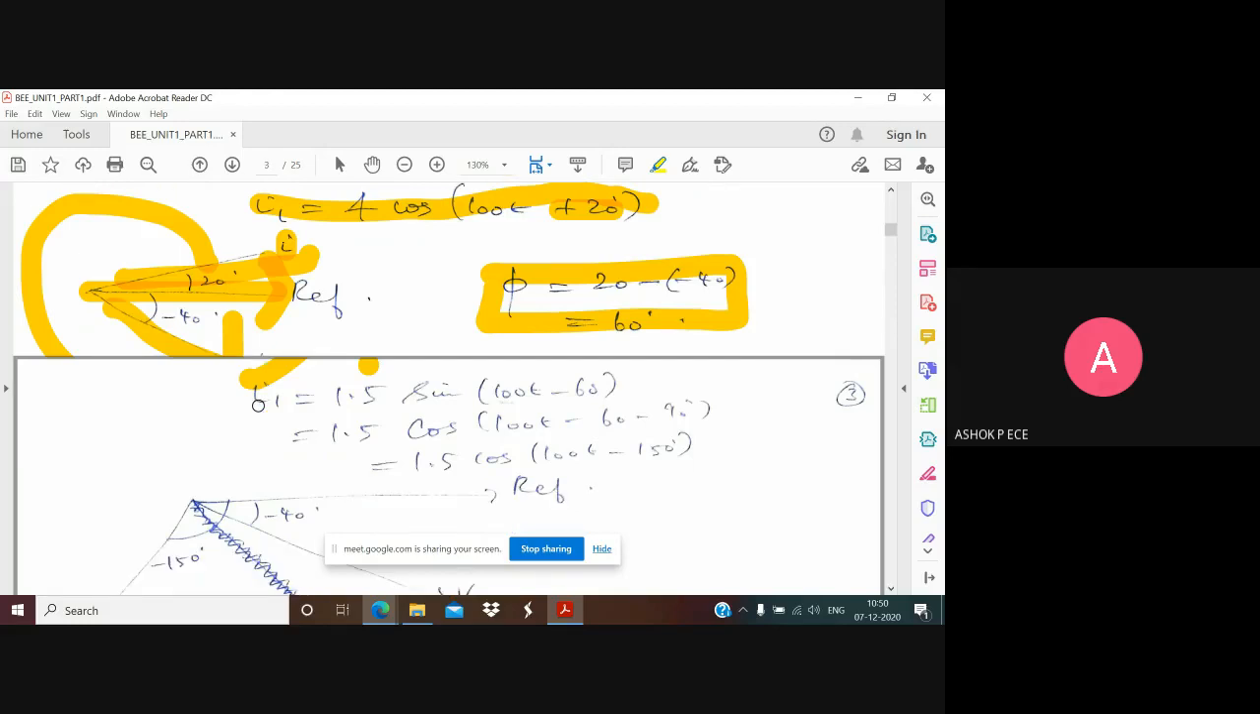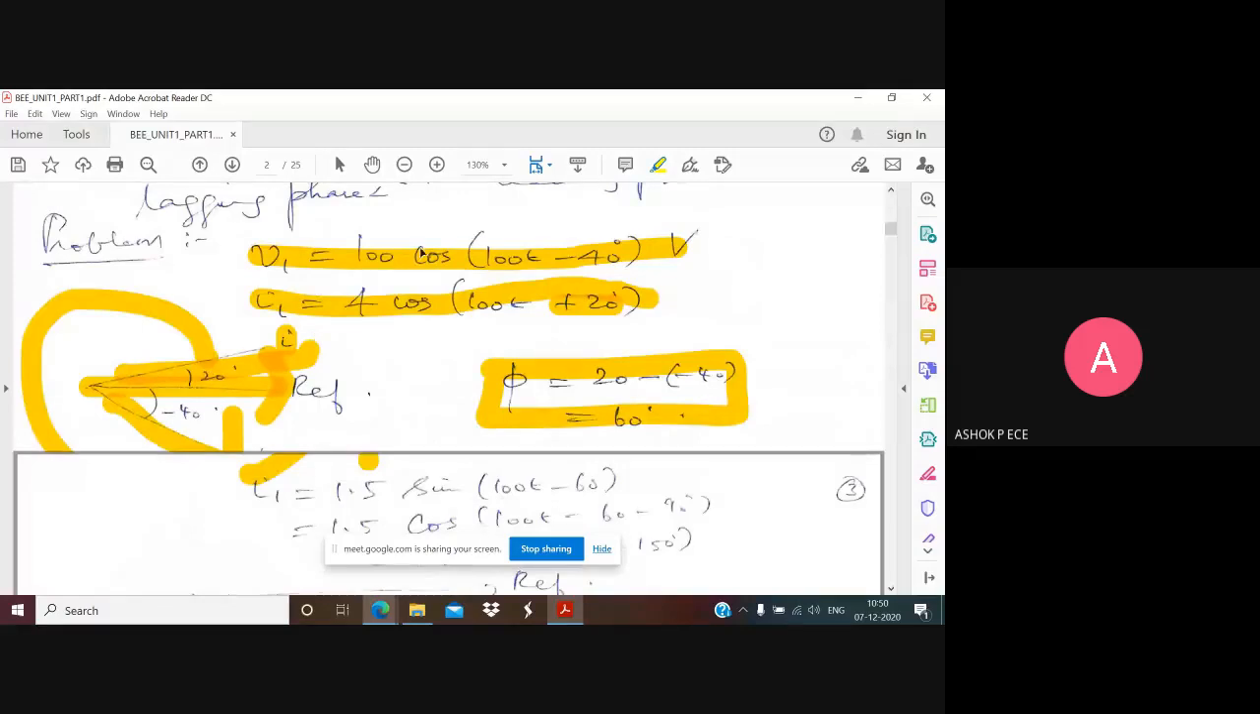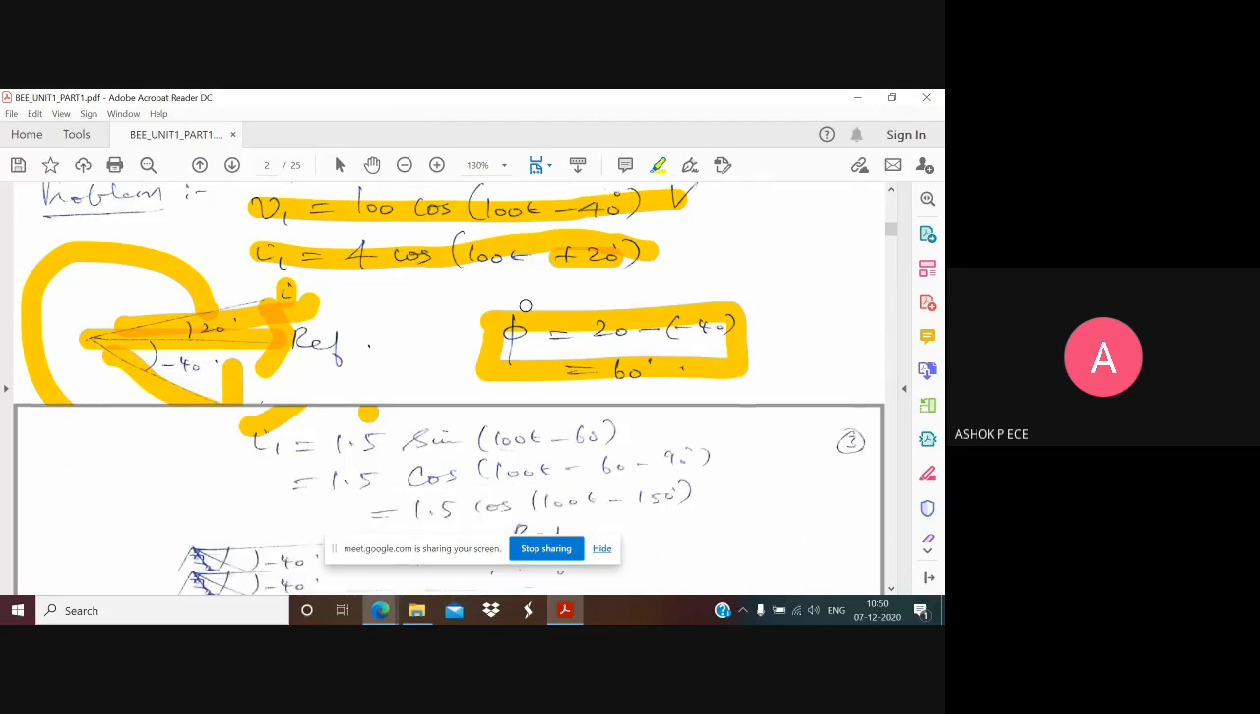Okay. And this diagram you can draw only when both are the same, both are cos or both are sine. If one is cos and one is sine, you have to convert them to the same thing and then find the phase angle. Okay, so understand the rule. If both are cos or both are sine, you can draw the diagram directly. If one is cos and one is sine, you have to convert them to either cos fully or sine fully and then solve. Okay, so the next problem is that way.